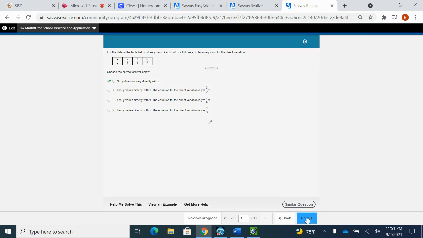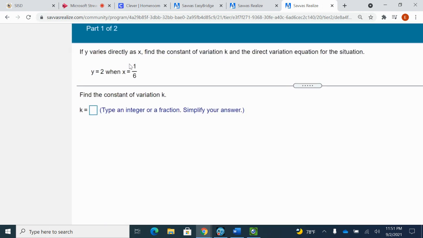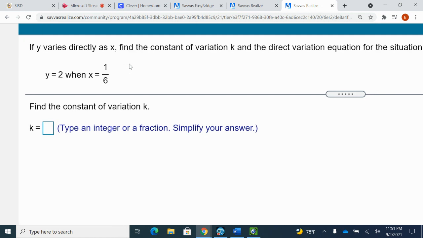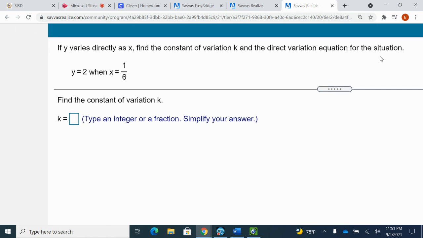Let's go to problem number 3. Problem number 3 says, if y varies directly with x, find the constant of variation k and the direct variation equation for the situation. All right, so this is a multi-part question again. So let's take it step by step. First part says, if y varies directly as x. What that is telling us is that we have a direct variation. Y varies directly with x.